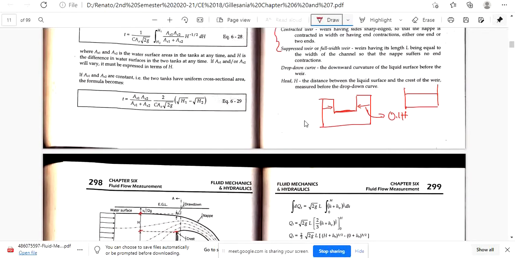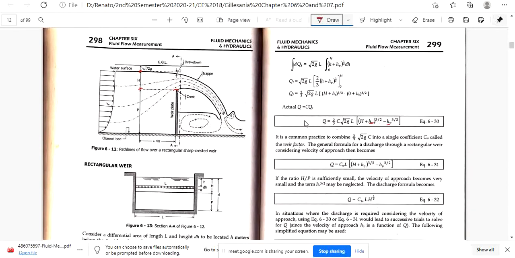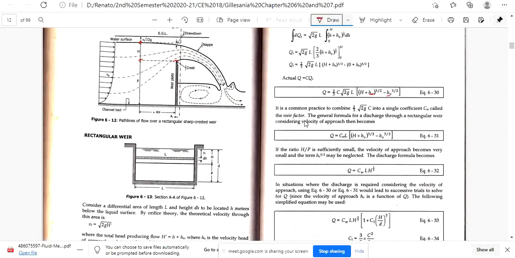This is your channel, so this is the width of the channel, and this is the length of the channel. But if we are talking about the wears, it is the length of the wears. If you are considering the velocity of approach, that means the velocity head. Whereas if you are not considering the velocity of approach, or if the ratio h over p is sufficiently small, you can cancel the HV, so this is your value.